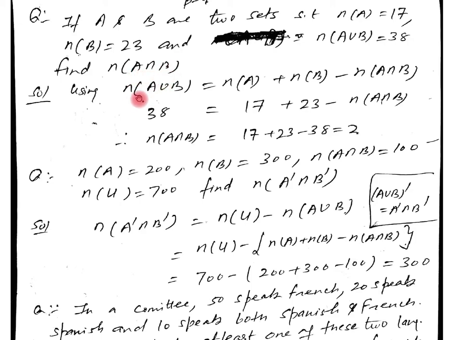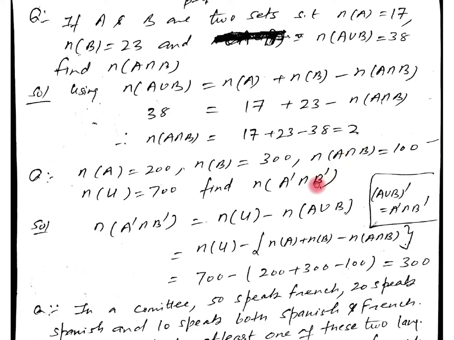Now we know that the number of A union B is equal to, because it has been asked in the question to find out A intersection B, it means A and B are not disjoint sets. So therefore, the number of A union B is equal to the number of A plus the number of B minus the number of A intersection B. Putting all the values given in the question, we are getting the number of A intersection B, just doing the calculation, equal to 2.